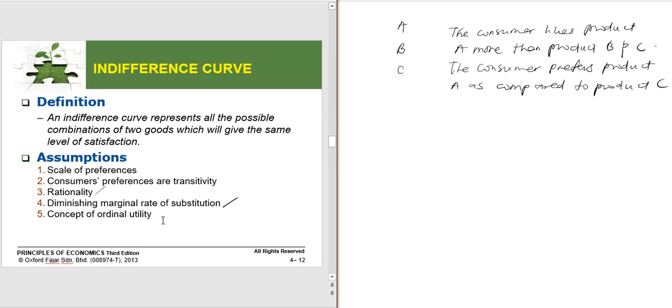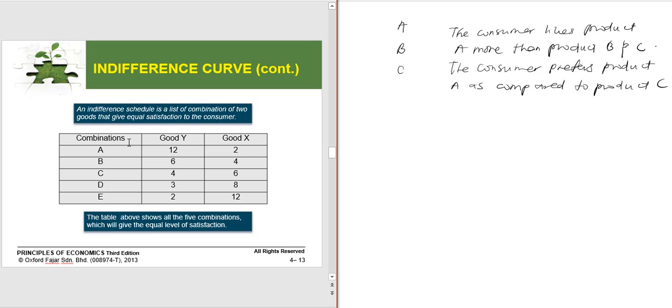Okay, and then the fifth assumption is there is the concept of ordinal utility, meaning the products are ranked based on which of them will give the highest satisfaction to the consumers. Alright, so once we have all these assumptions, then we can understand what we mean by an indifference curve.